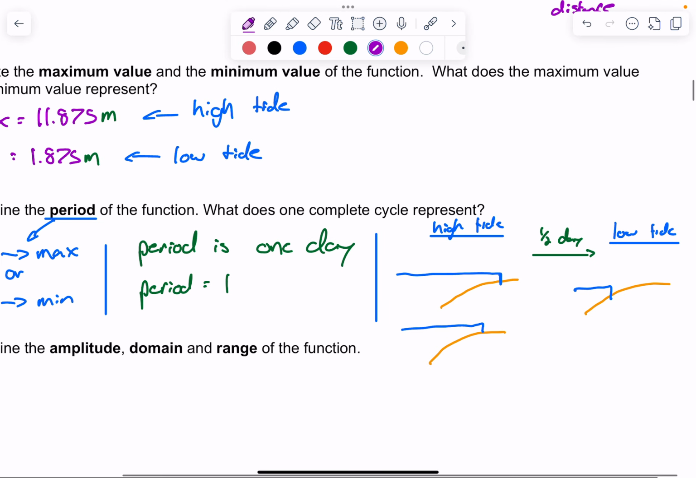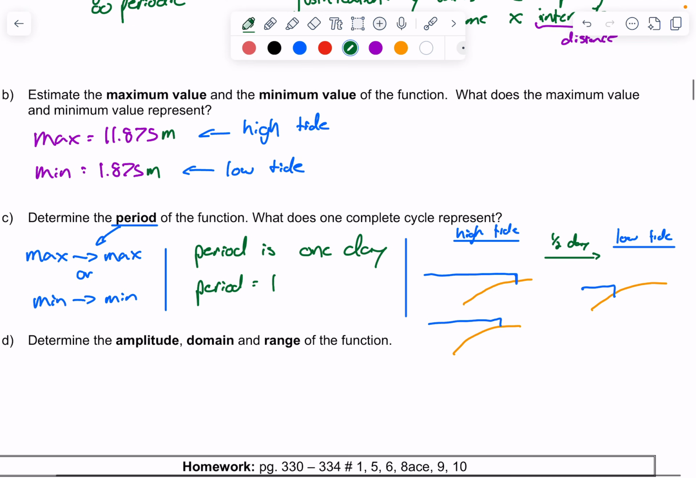So what does one complete cycle represent? I ran out of room with my awesome picture I've drawn there. What does one cycle represent? It represents going from high tide to low, back to high tide. Okay? It's just like breathing. You're breathing in, breathing out. That's one cycle. Breathe in again, start the next cycle. High tide, low tide, and when you get back to high tide, you have completed the cycle.